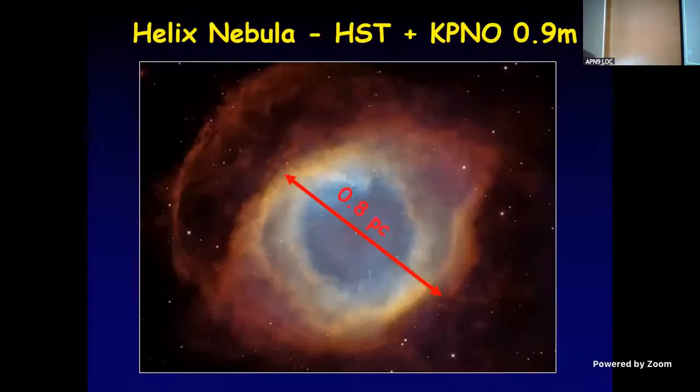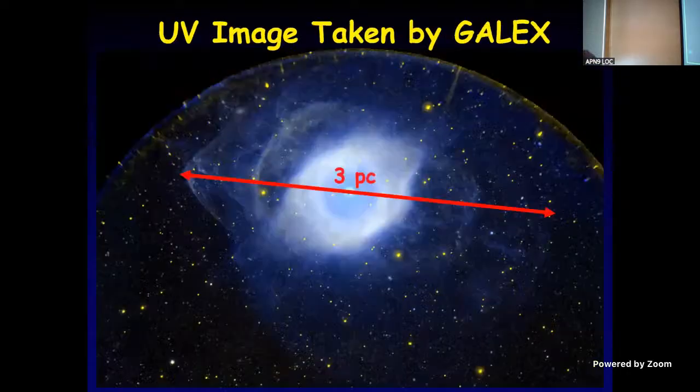Now another little tutorial about planetary nebula size. This is the Helix Nebula, so this is like 0.8 parsec. And this big thing is 3 parsec. So you know the halo is 3 parsec, no problem.